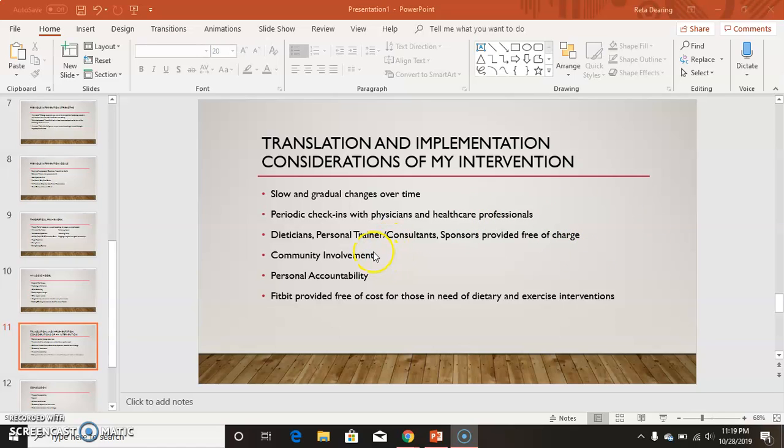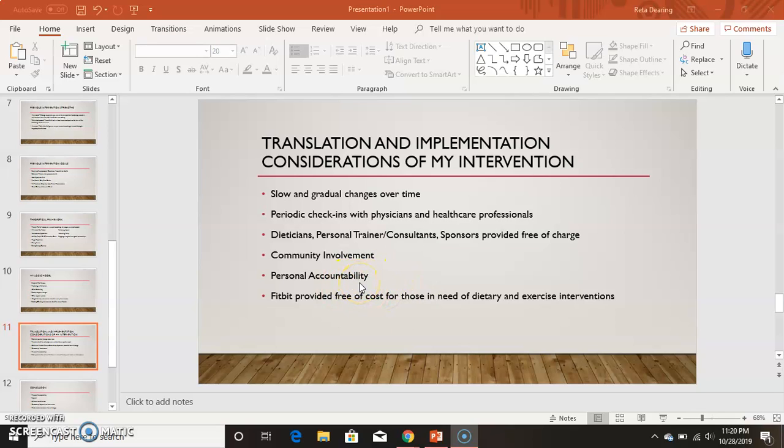It would also be essential to get the community involved. And personal accountability. If you feel like you're accountable for your own success, then you're more than likely to push yourself, even if you don't have support.